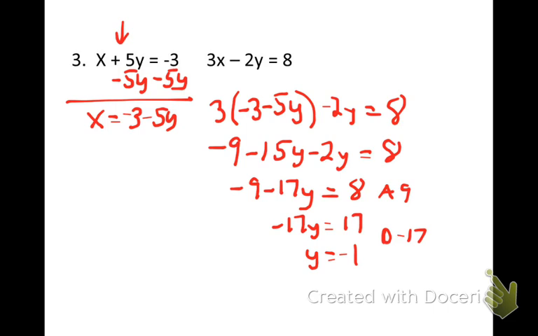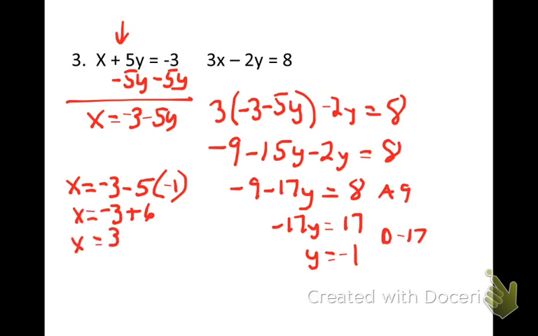So now I'm going to substitute that back in. You can substitute it in any equation that you want. So I guess I'll substitute it in where we've already done some work and get that x equals negative 3 minus 5 times, and I'm going to put in a negative 1. So this would be negative 3, negative times negative would be plus 5. So x equals 2. So your ordered pair is the ordered pair 2, negative 1. And again, make sure you write your answer as an ordered pair.